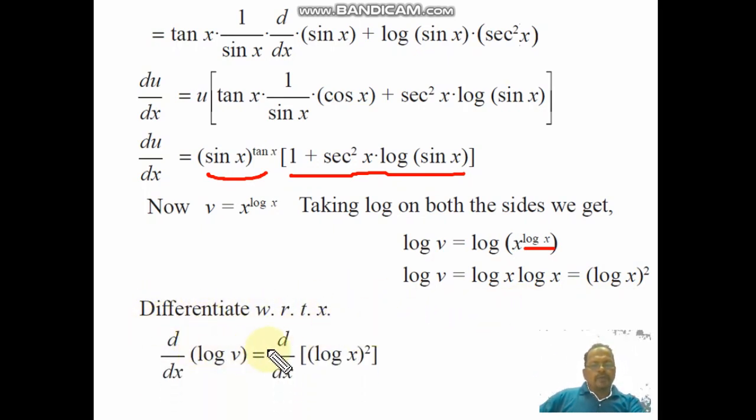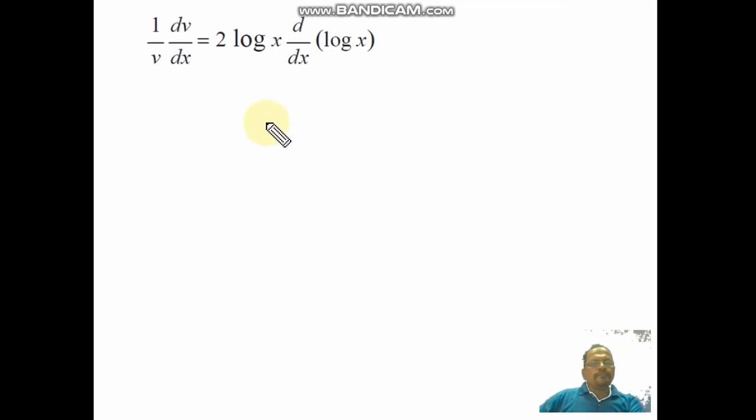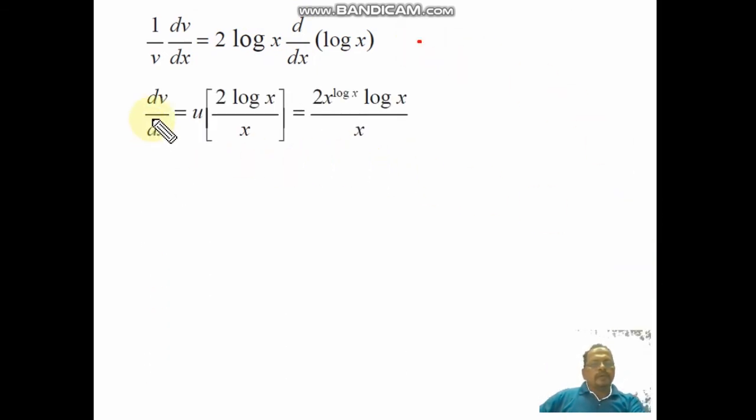Differentiating both sides, we get 1 upon v dv by dx is equal to, now log x bracket square, the derivative using chain rule, 2 log x into d by dx of log x, and therefore dv by dx is equal to v into 2 log x upon x. v is equal to x raised to log x, and therefore the answer is dv by dx is 2 into x raised to log x multiplied by log x upon x.